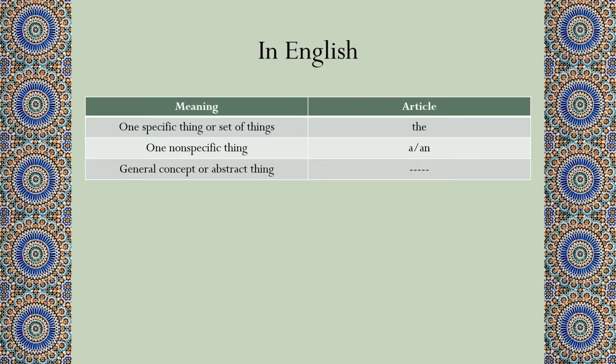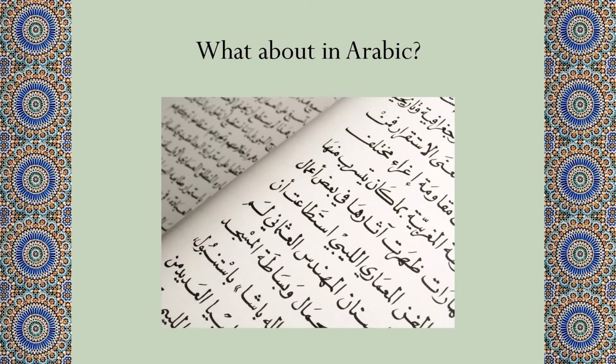So to sum up what we've said, in English, there are some cases where you want to refer to one specific thing or set of things. In those cases, we use the definite article the. There are some cases where we want to refer to one non-specific thing. In those cases, we use the indefinite article a or an. And then finally, if we want to refer to a general concept or an abstract thing, in those cases, we use no article. So that's the situation in English.